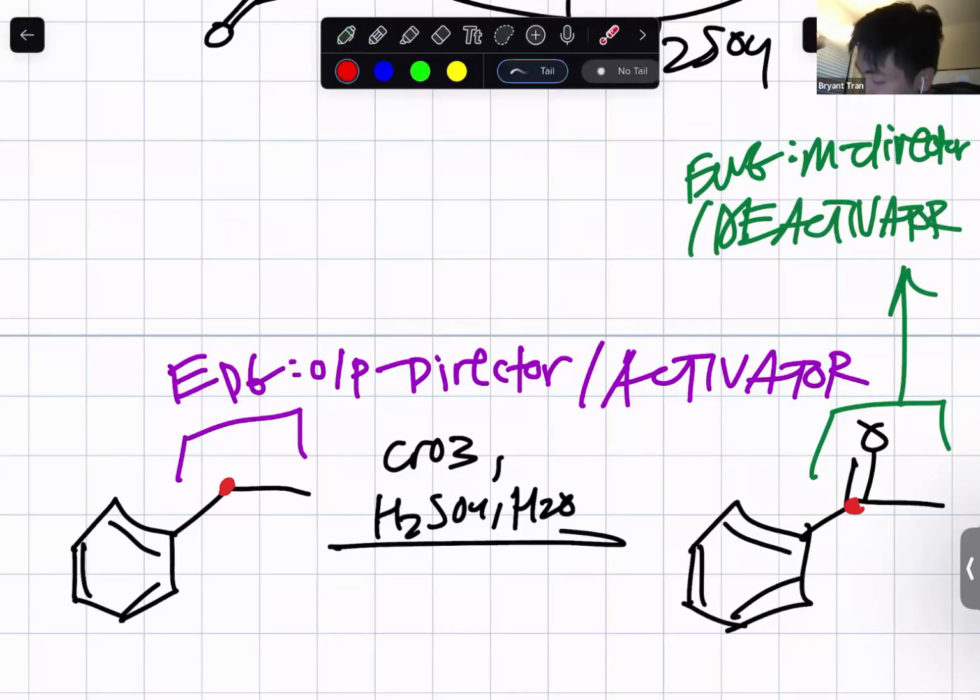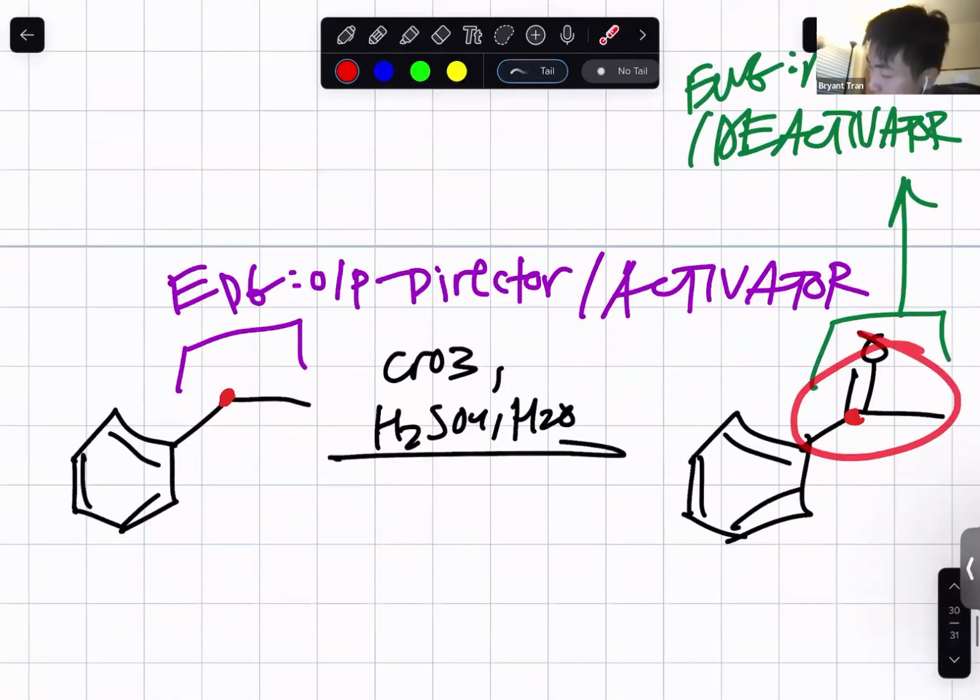Now this is an important tool for synthesis. This isn't an EAS mechanism. It doesn't follow the EAS steps. But this right here will transform this EDG into this EWG, will transform this ortho-para director into this meta director.